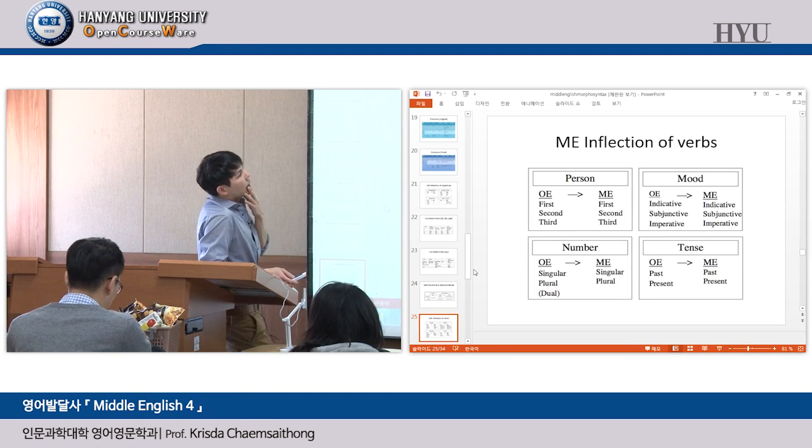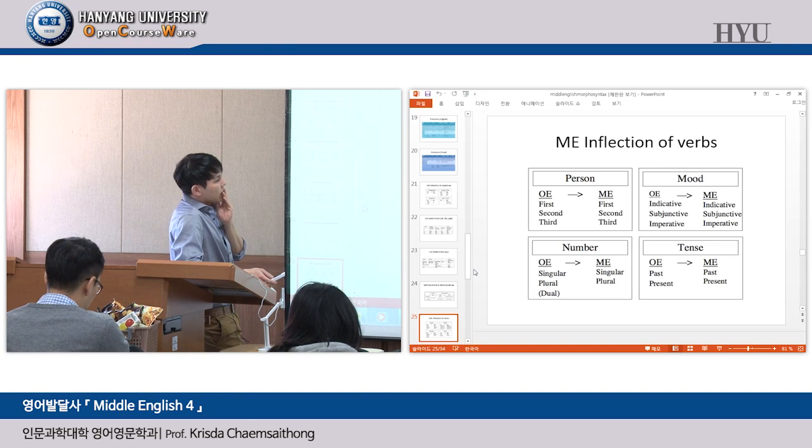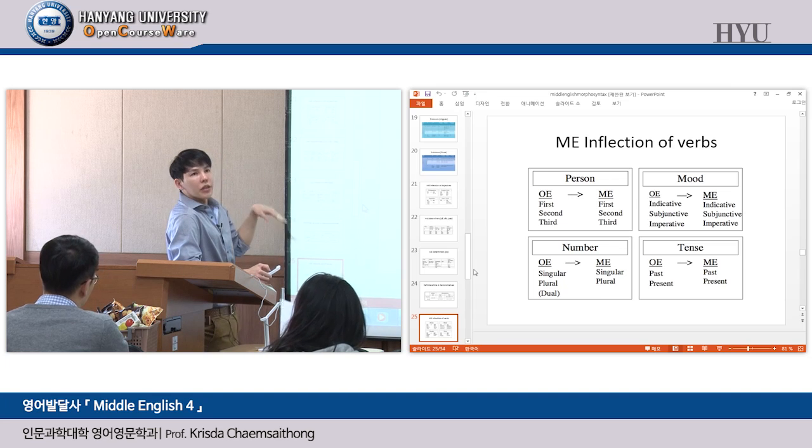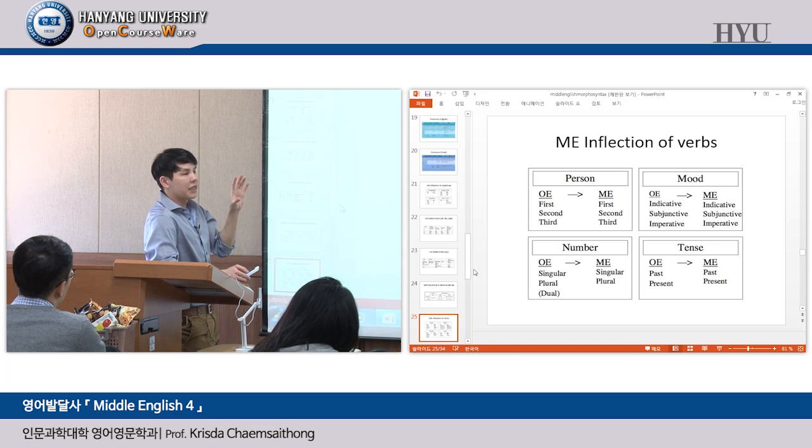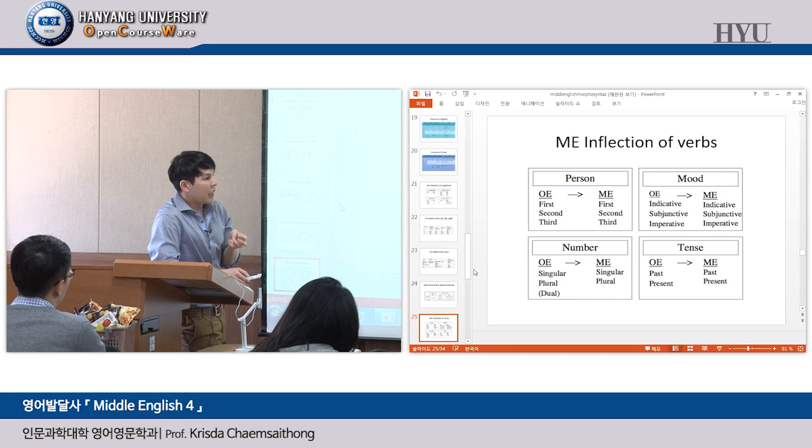For verbs, let's see, next one is for verbs. See what's important. Person, you know, first, second, third person marking on the verb, they survive. But you know that when they survive, there will be some vowel changes going on, so the spelling might be different, but the forms survive, right? The mood, indicative, subjunctive form, imperative also survive. The number also survives, even though we don't have the dual person anymore. Remember, "you two", we don't have that anymore. And then the tense survived also, past and present tense.